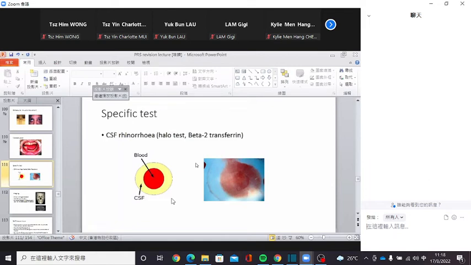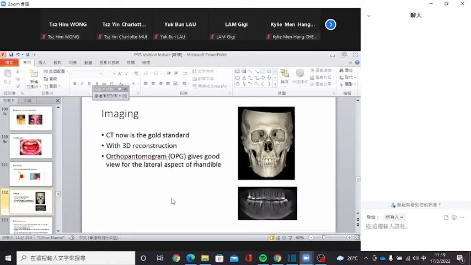So we can do a halo test, seeing two rings with the center being the blood and the outer one being the CSF, or you can do beta-2 transferrin. But the beta-2 transferrin result will not be readily available. So with any CSF rhinorrhea, you can check with this halo test, or you can confirm with a CT scan, because the beta-2 transferrin will be a very delayed result. So imaging nowadays, CT is the gold standard. This is the 3D reconstructed view.